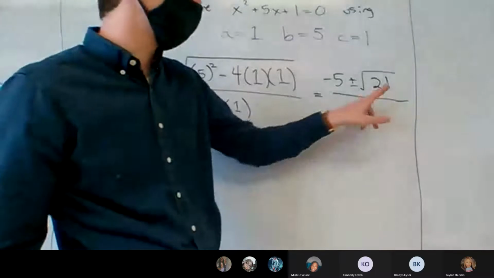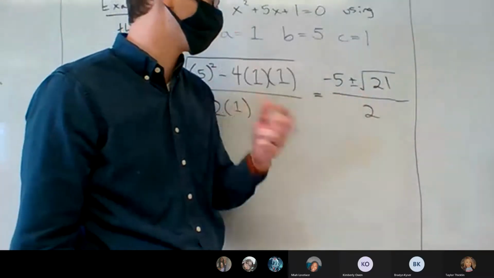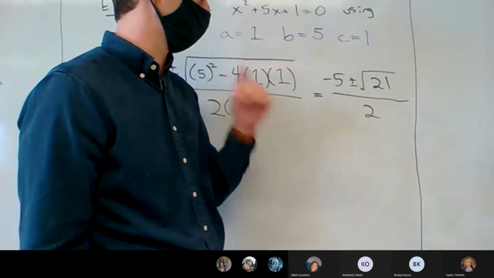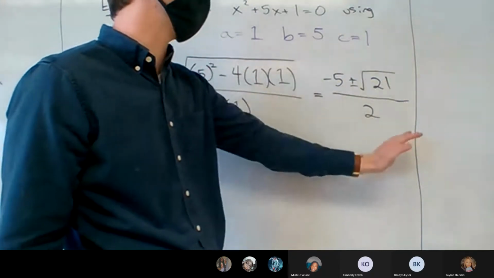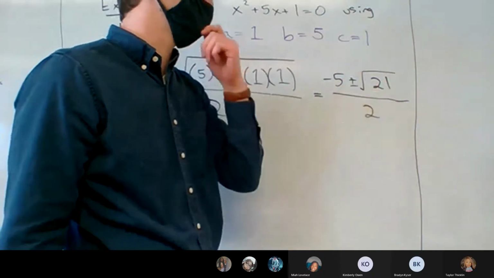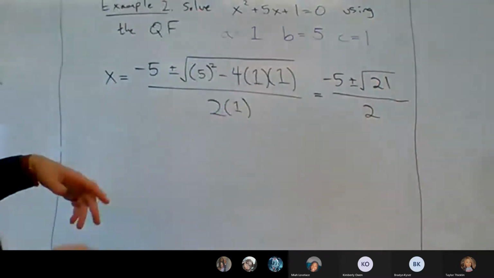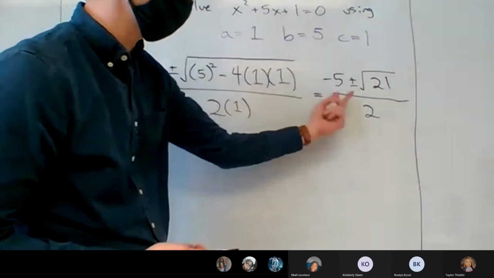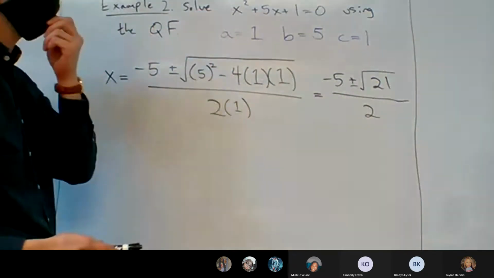There are no perfect square factors of 21. In fact, its only factors besides itself and 1 are 3 and 7. Those are not perfect square numbers. So this cannot be cleaned up at all. That radical cannot be cleaned up at all. So what do we do? Well, these are the solutions then. If you can't go any further, then these describe the solutions to this equation.